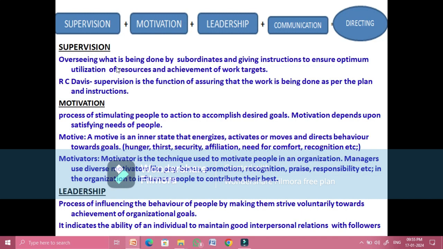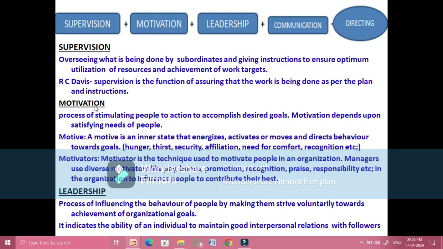We can say that basically the supervisor is concerned with the operation level of management. He will see whether all the work is done properly according to the plans of the organization. Supervising means keen observation of the subordinates. Are they doing the work according to the organization's plans, according to the assigned work, and are they utilizing the resources maximally? So this is about supervision.